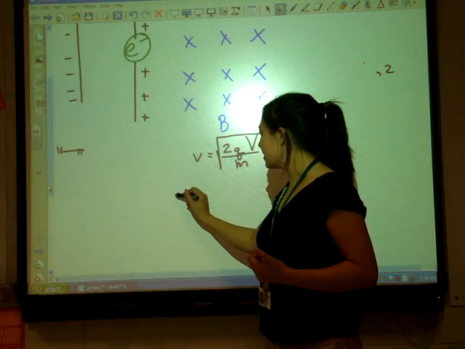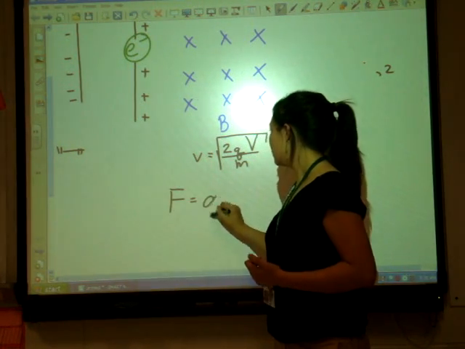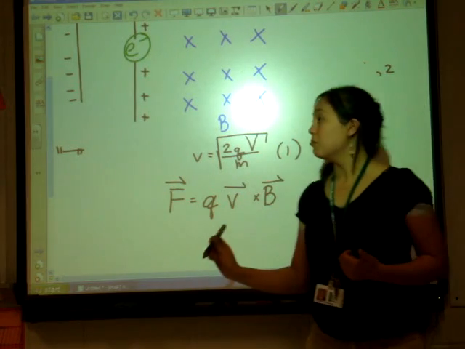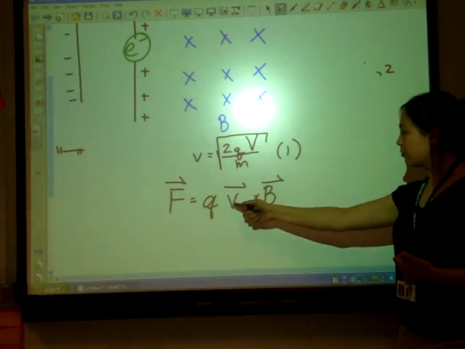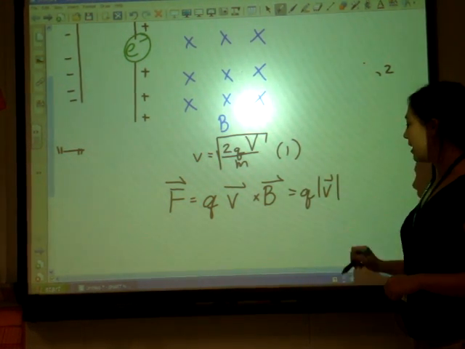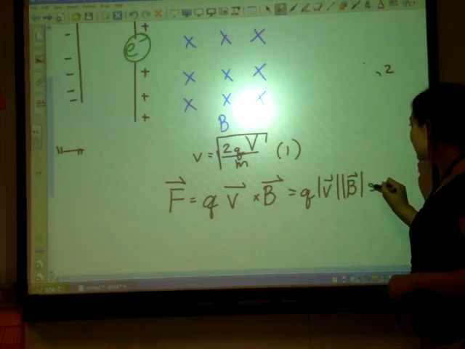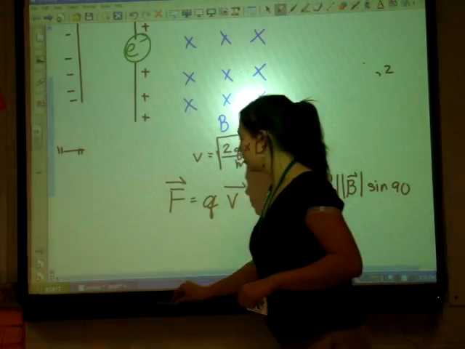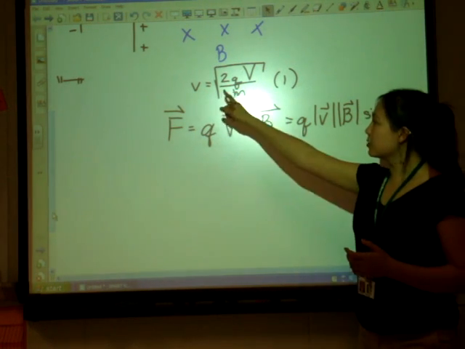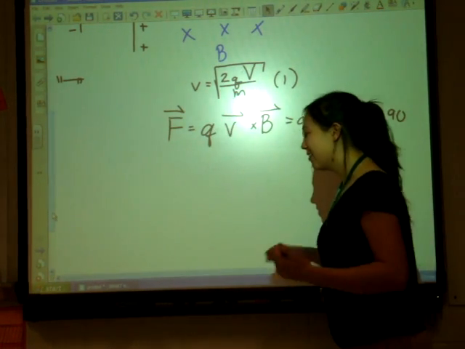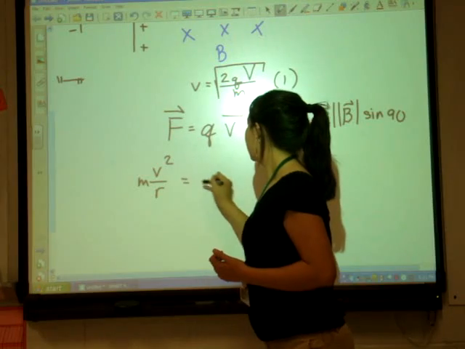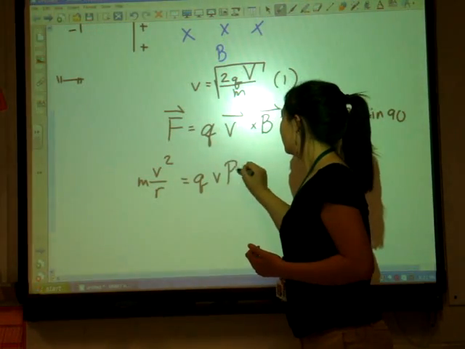I know that in this case, that means that force equals q velocity cross magnetic field. But based on this drawing, you should be able to see that v cross B simplifies, because that's really q, velocity magnitude, B magnitude, times sine 90, which is 1. Not only that, but I know that this gives me a centripetal force, meaning I can replace F with ma, with a being v squared over r. So that's m v squared over r equals q v B.